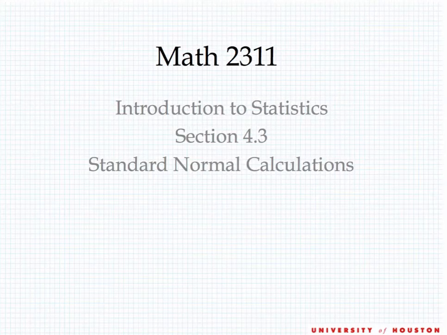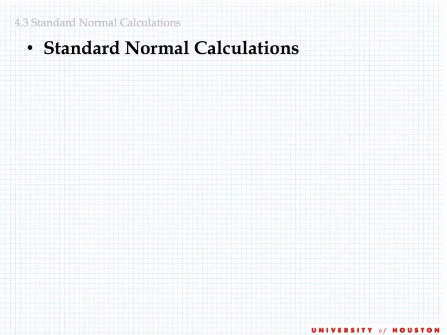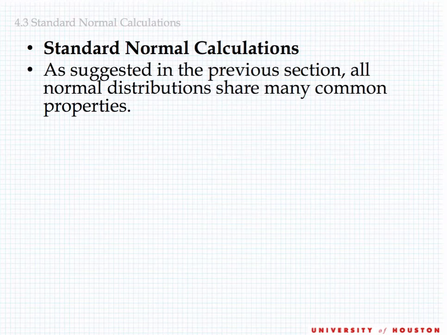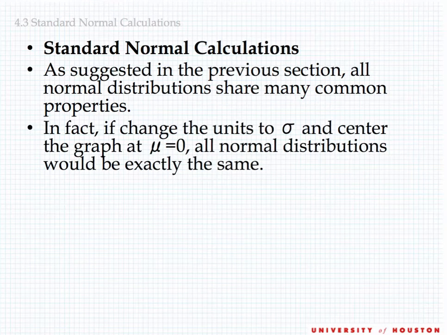Standard normal calculations. As suggested in the previous section, all normal distributions share many common properties. In fact, if we change our units to just 1 sigma and center the graph at mu equals 0, then all normal distributions would be exactly the same.